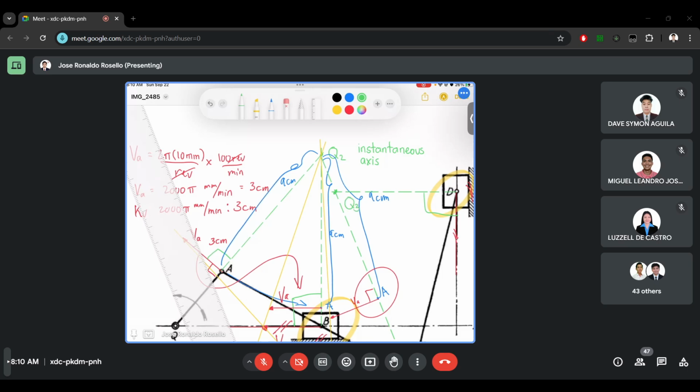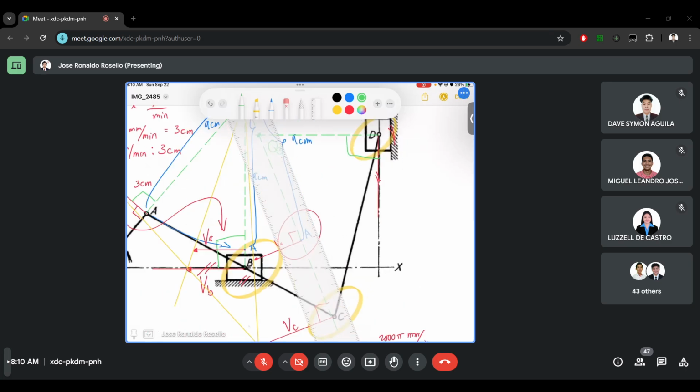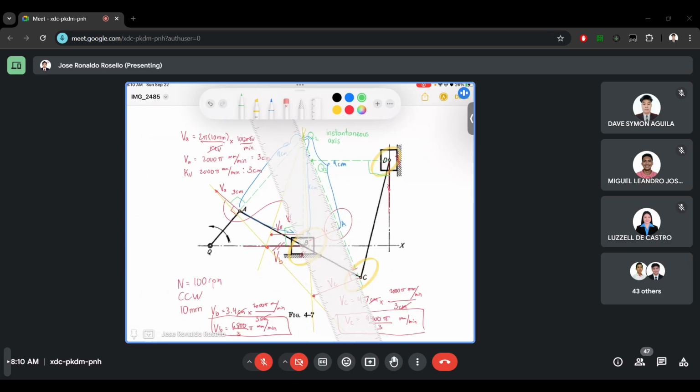So for Q3, we can use the same method we used at A. First, let's measure the distance of Q3 going to C. So Q3 going to C is 1, 2, 3, 4, 5, 6, 7.4 centimeters. So if it's 7, we can also make 7.4 here. 1, 2, 3, 4, 5, 6, 7.4.